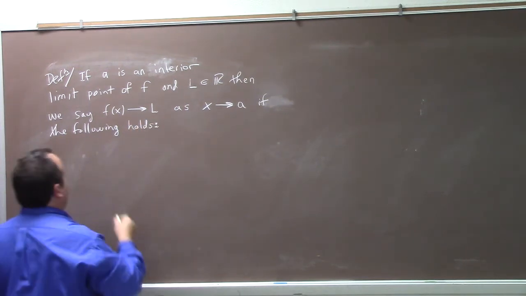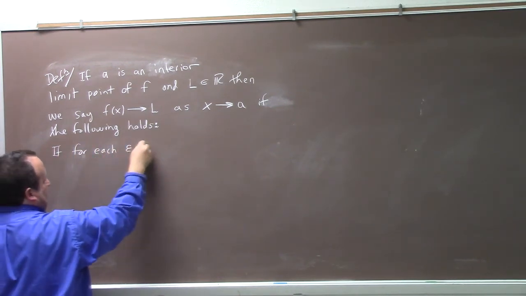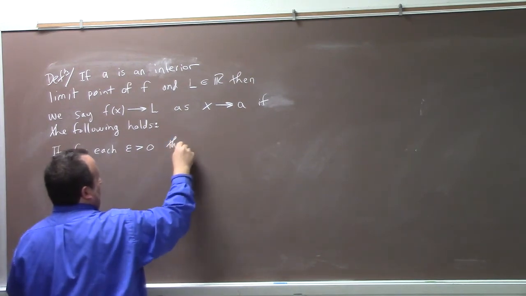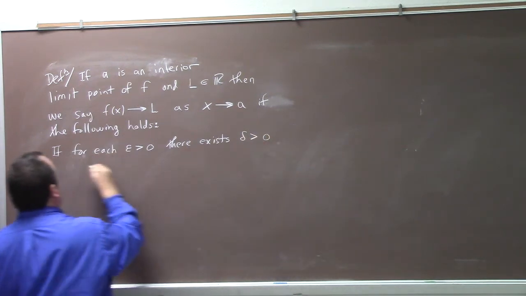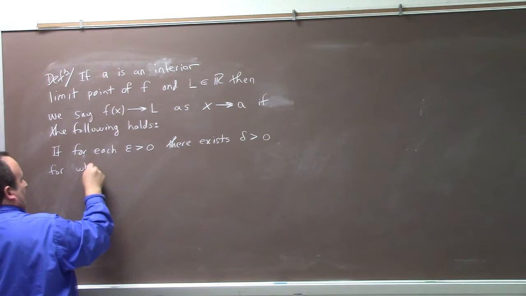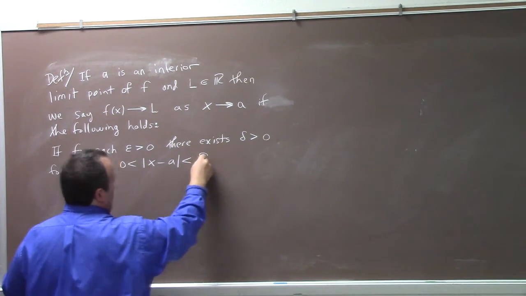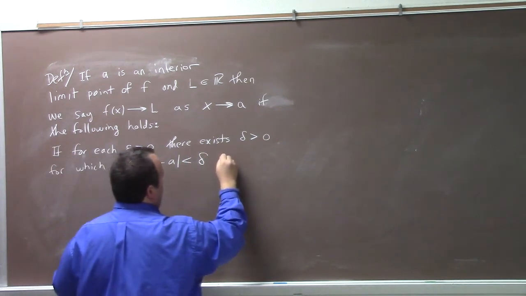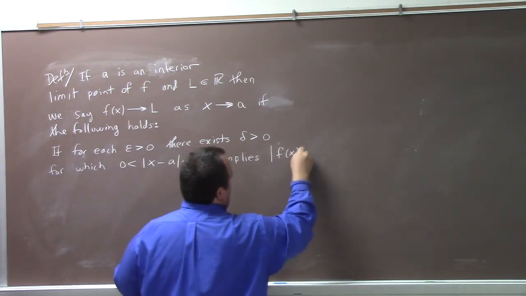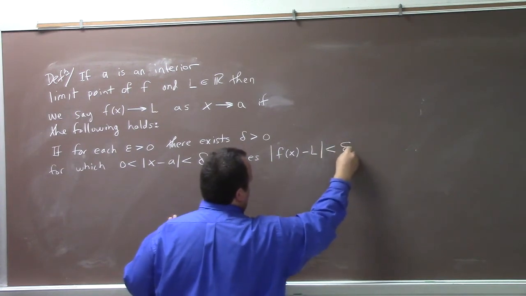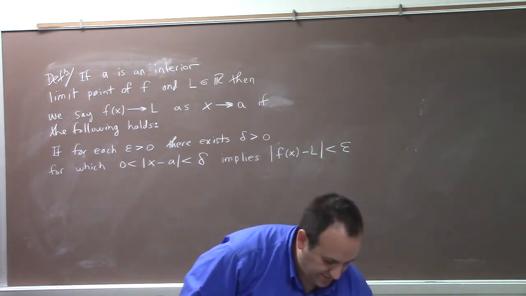All right, so here it is. If for each epsilon greater than 0, there exists delta greater than 0 for which 0 less than absolute value of x minus a less than delta implies absolute value of f of x minus L is less than epsilon. This is the so-called epsilon delta definition of a limit.